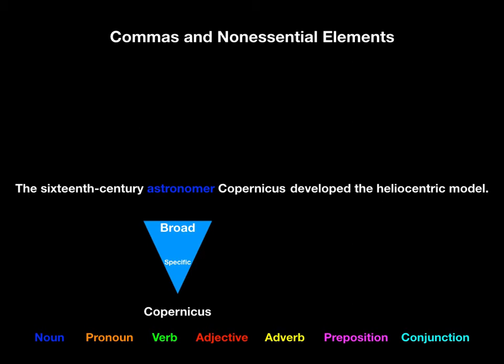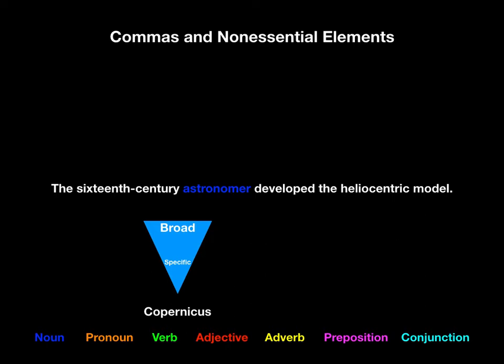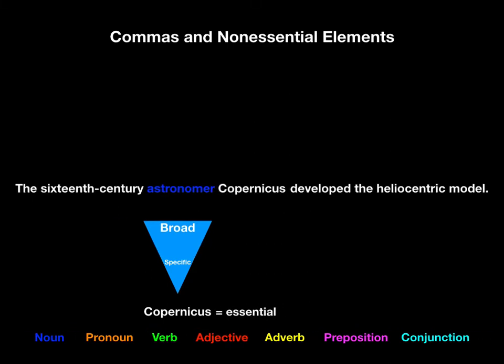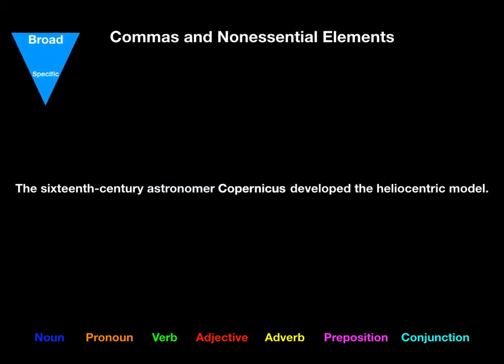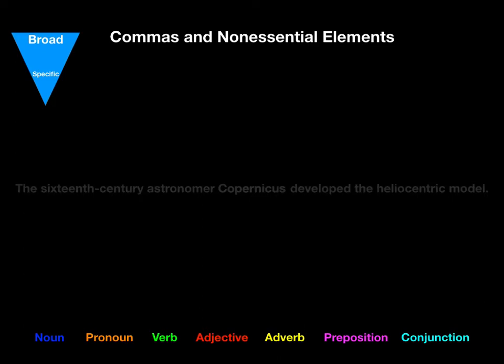If we eliminate Copernicus from the sentence, we have "The 16th century astronomer developed the heliocentric model." Without the name Copernicus, we are unsure which specific 16th century astronomer we are discussing. Therefore, Copernicus is essential and will be merely reincorporated within the sentence. "The 16th century astronomer Copernicus developed the heliocentric model." Let's take a look at another example.